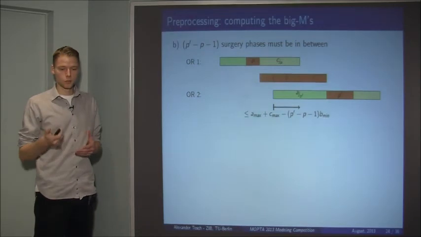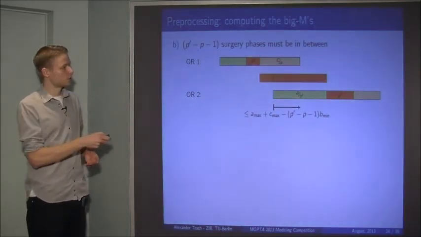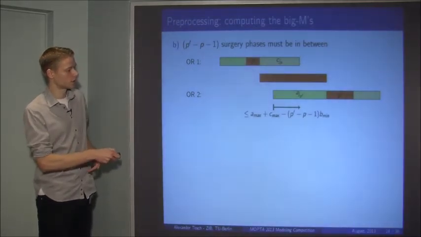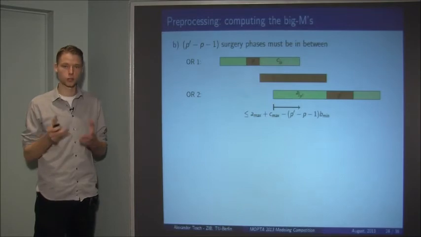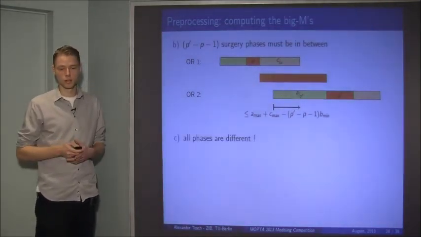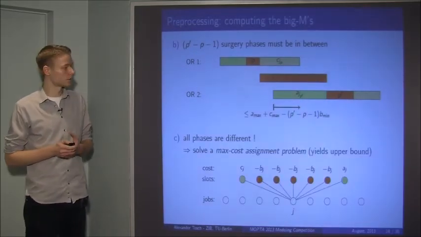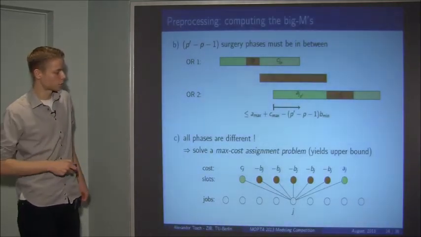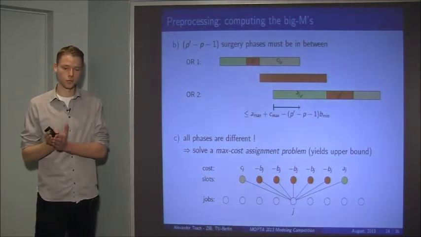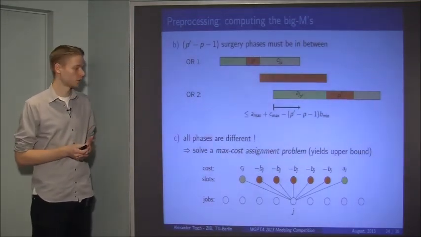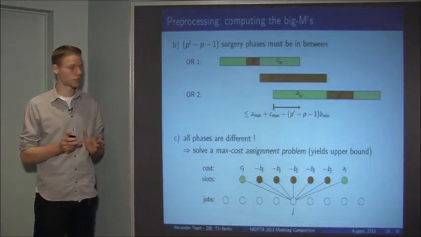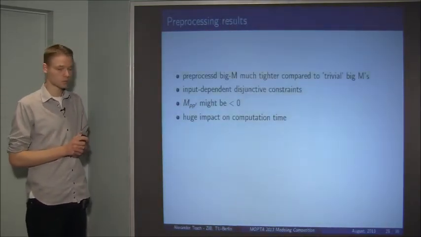But as we can see, we actually do not have to always choose the maximum or the minimum values here to make this bound as large as possible, because we know that all of these jobs that must occur somewhere in between here must be different. And this is the third property, and this leads to the fact that we can just solve an assignment problem using these different values, and then just again find a small upper bound for this value, and this yields very, very tight bounds for this problem. And this has a very high computational effect.